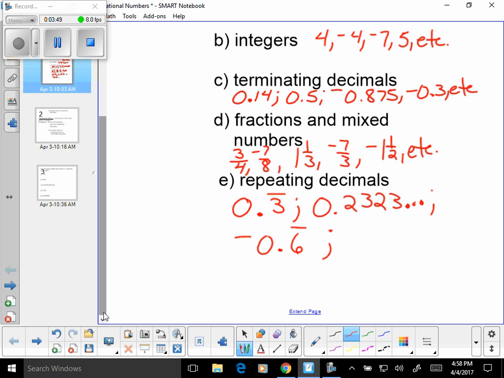Don't forget that sometimes you can have a 0.012 and only have the 1, 2 repeating. So that is also a repeating decimal. And of course, any other numbers like that.